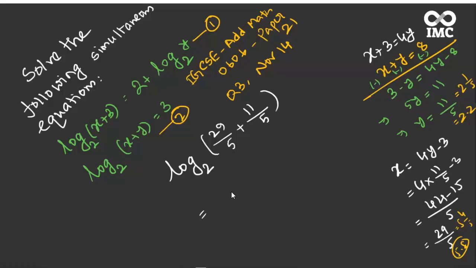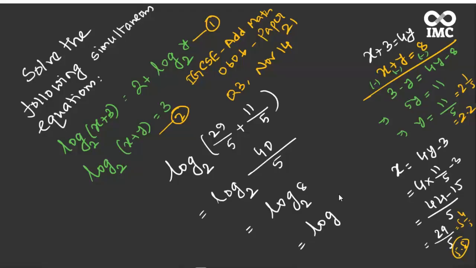So let's solve. Log base 2, since 5 is the denominator, LCM is 5, so we just add the numerators. 29 plus 11 will be 40. So 40 by 5 will be 8. So log base 2 of 8, and instead of 8, we can write 2 cubed. By using the power formula, we can write 3. And this answer matched. That means our answer is correct.